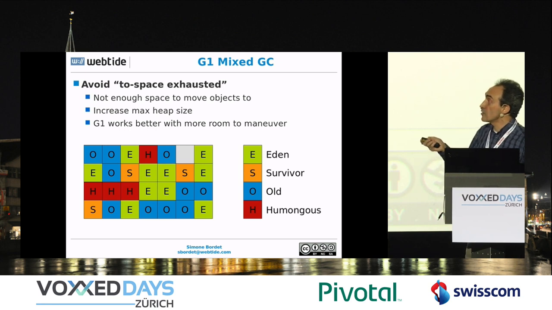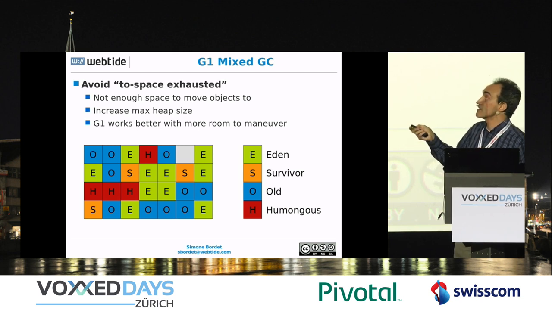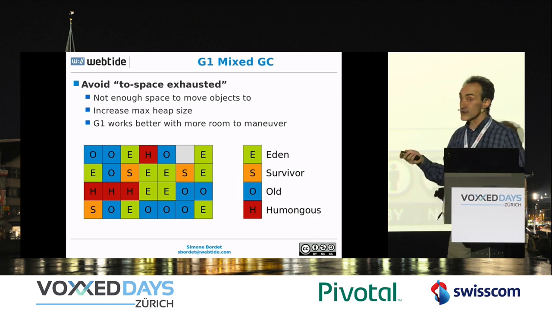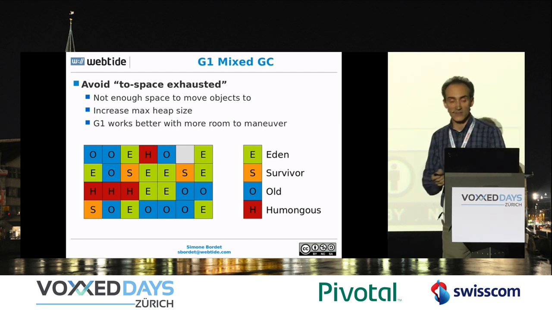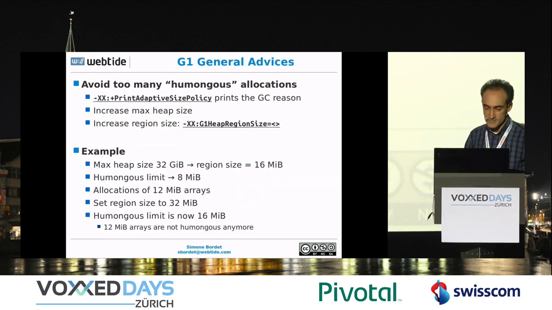Because all the regions could be totally empty, or full of garbage, and then yes, you can get away with it, right? You copy zero objects and you're good. But if it turns out that the live objects in the eden regions overflowing here cannot fit, then to-space exhausted, and you go back to a full GC.